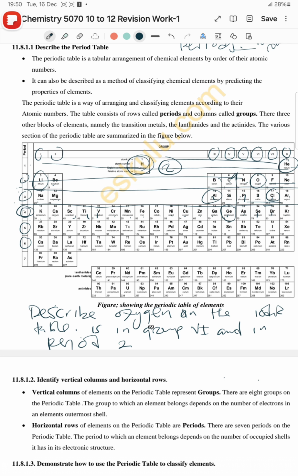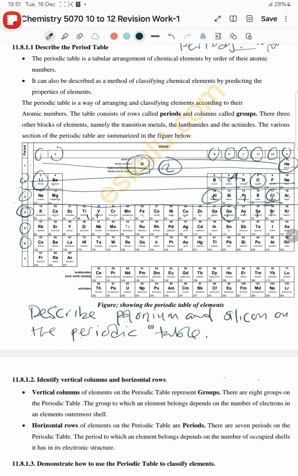So your homework now is that last question that I wanted you to answer: describe polonium and silicon on the periodic table. So we end here.